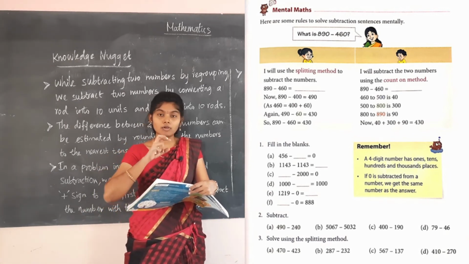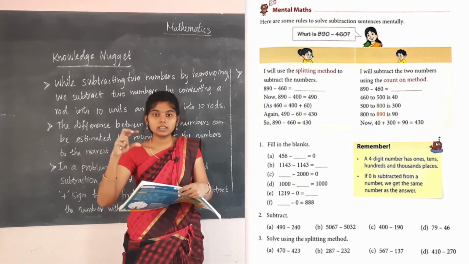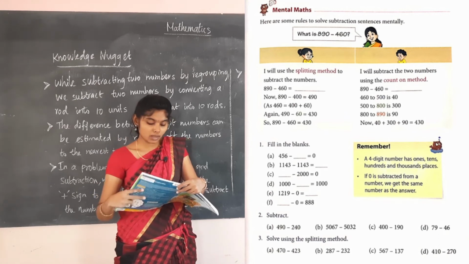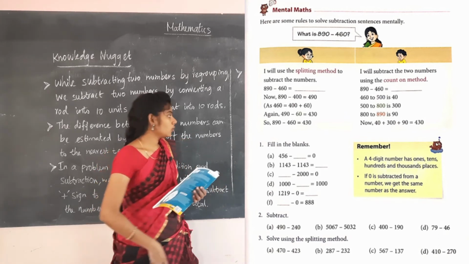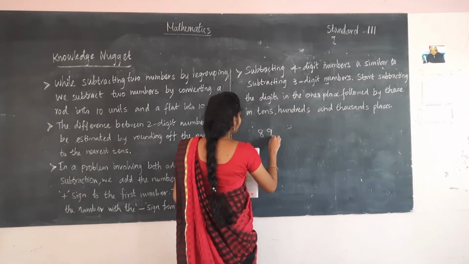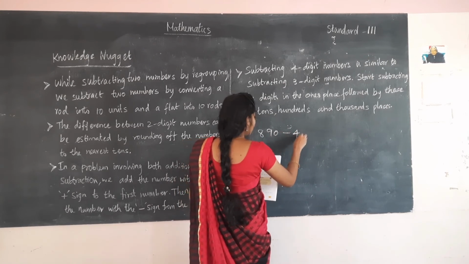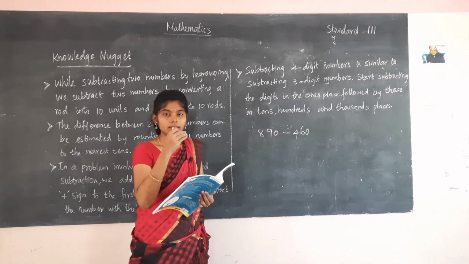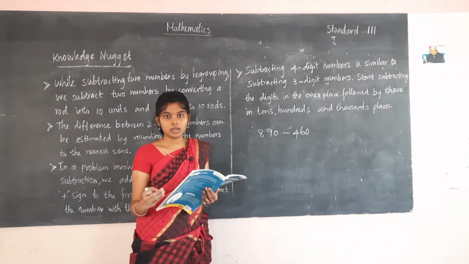Here, for subtracting a number, you can split the numbers. You can use the splitting method. One example is given for you, that is 890 minus 460. So I will do this one, and the remaining mental maths you are going to do as your homework.